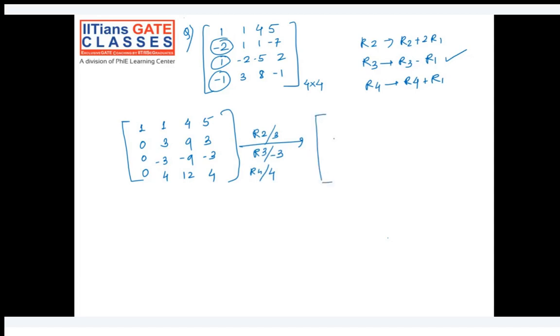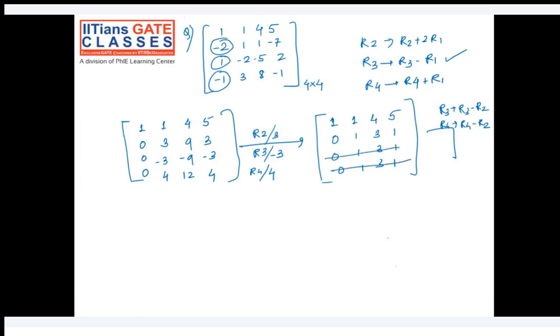Now if you perform the operation R3 equal to R3 minus R2 and R4 equal to R4 minus R2, you can make these entire rows 0, and you end up with 1 1 4 5, 0 1 3 1. So this is your echelon form of the matrix. The number of non-zero rows is 2, hence the rank is equal to 2. Clear?